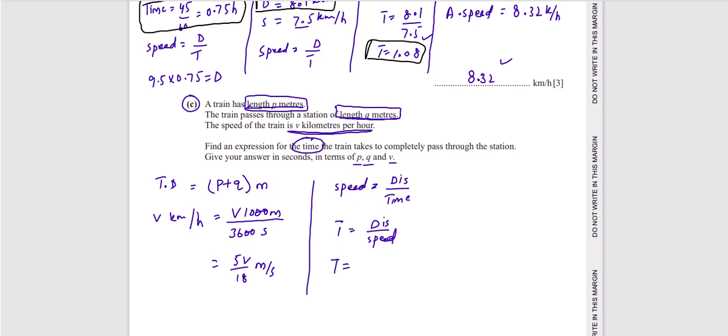Time t is equal to distance over speed. The distance is p plus q, and the speed is 5v over 18, so 18 should be multiplied on the upper side. So t is equal to 18 times (p plus q) divided by 5v. So this is our final answer.